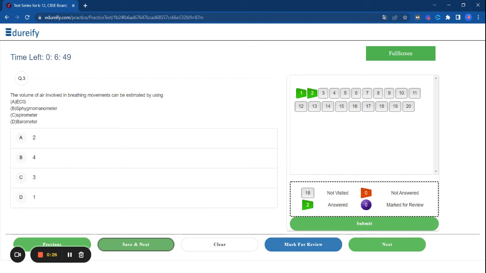So stay focused, stay positive, concentrate on your studies and give online tests. Now the next question is: the volume of air involved in breathing movements can be estimated by using ECG, spirometer, barometer, sphygmomanometer. So the correct answer is 4.